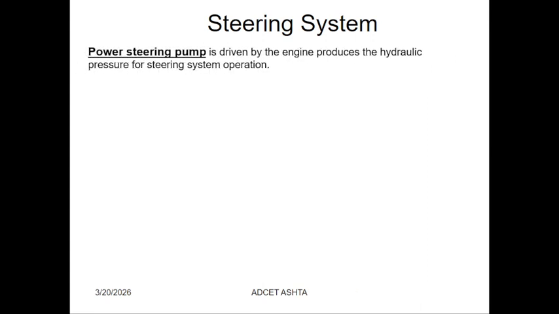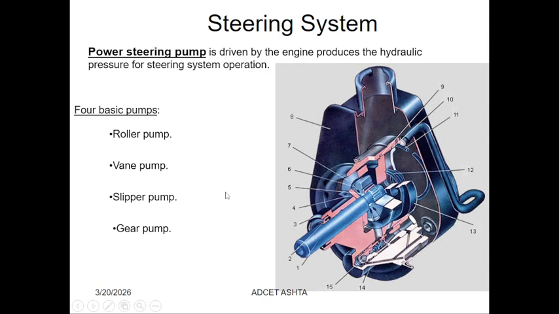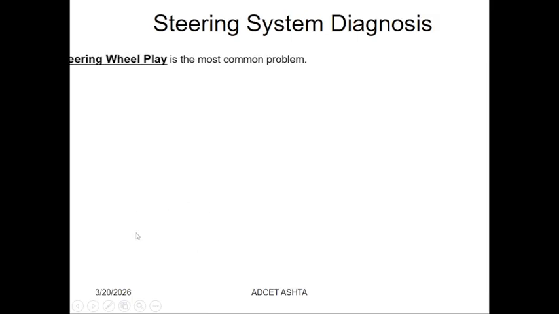The power steering system is driven by the engine, which provides the hydraulic pressure for steering system operation. The images in front of you show four basic pumps: roller pumps, vane pumps, slipper pumps, and gear pumps. The roller pump is helpful for supplying fluid. The vane pump controls whatever fluid comes in. The slipper pump is used for lubrication, and the gear pump for the steering gearbox.